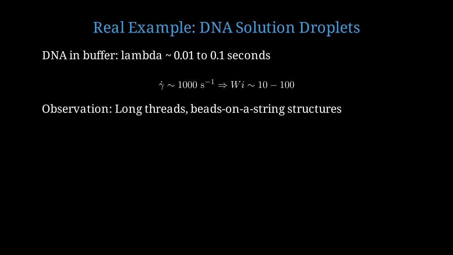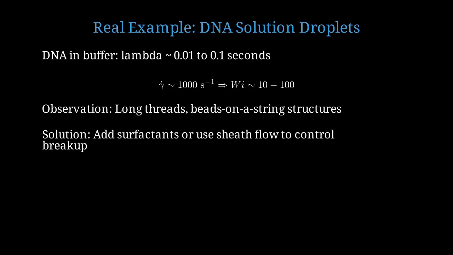Experimentally, you observe long threads and beads-on-a-string structures during droplet formation. The DNA chains stretch and don't want to break. To control this, you can add surfactants to reduce interfacial tension, or use hydrodynamic focusing with the sheath flow to apply more precise control over the breakup location.